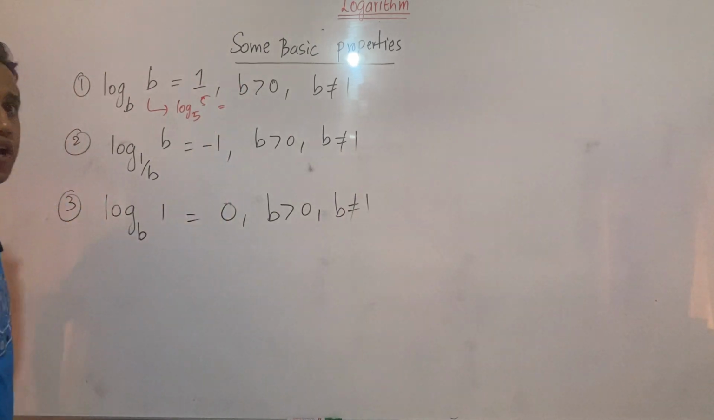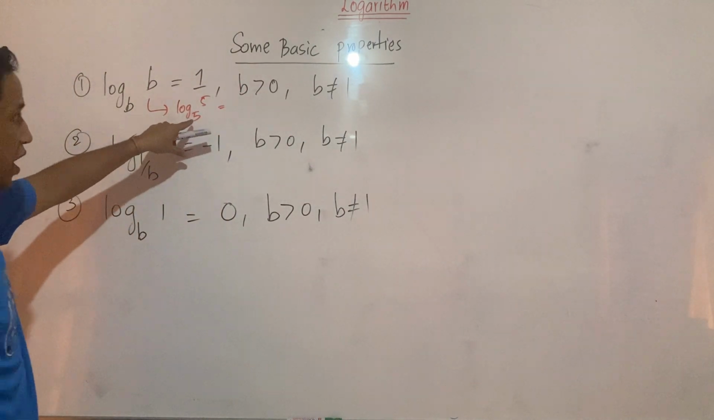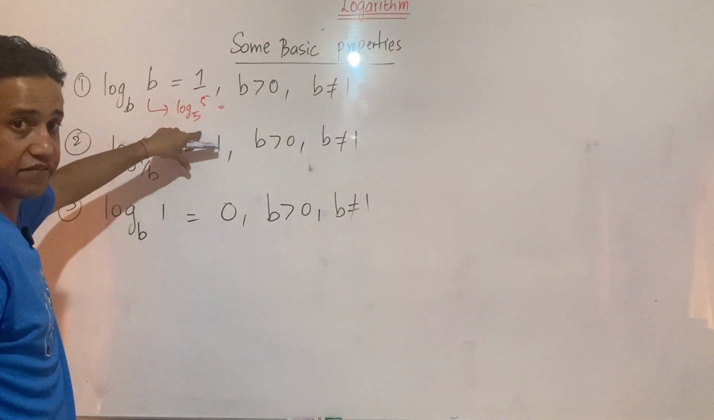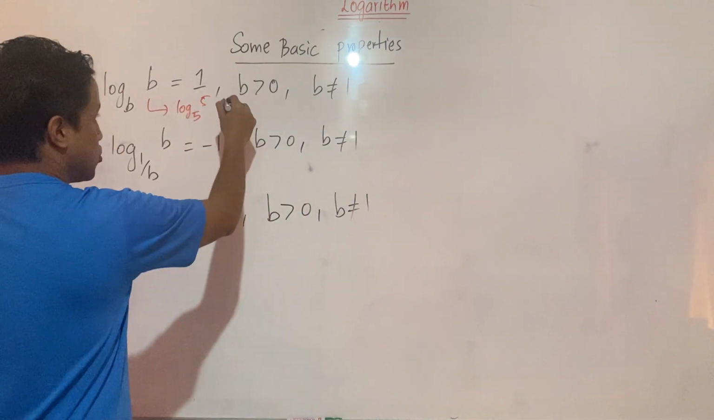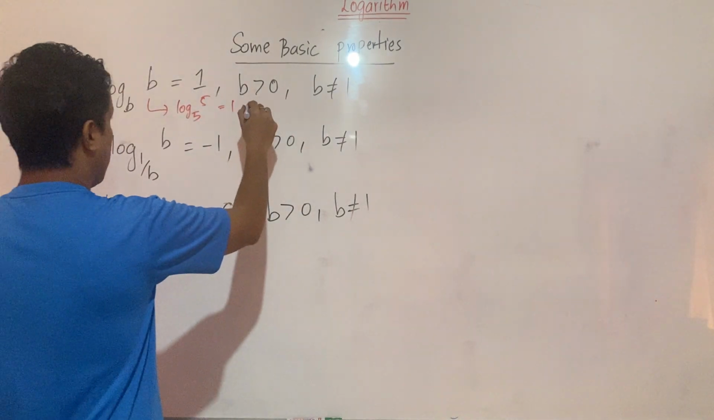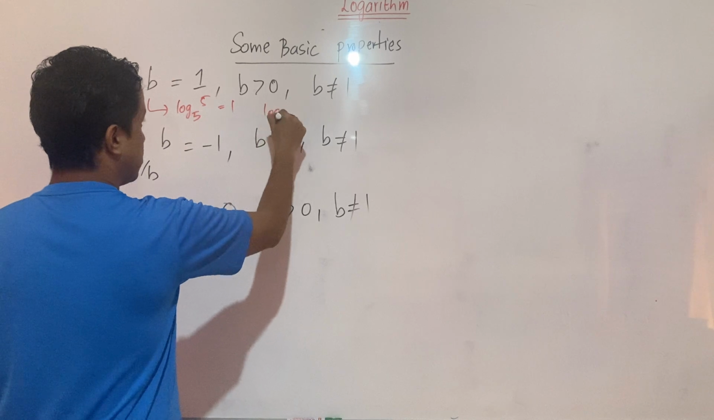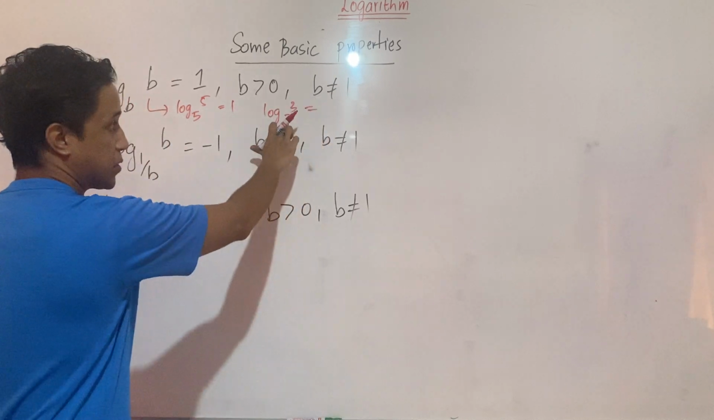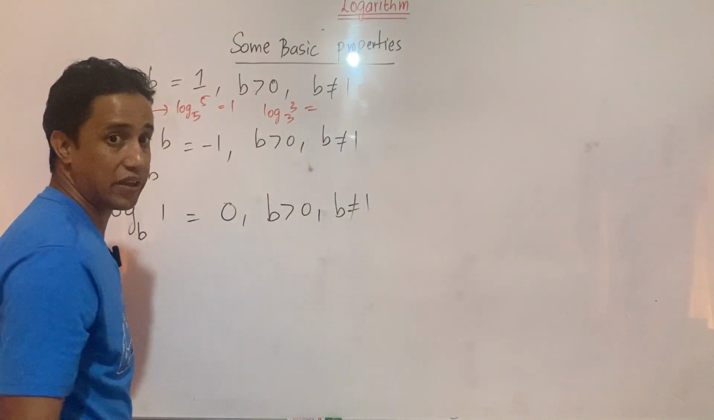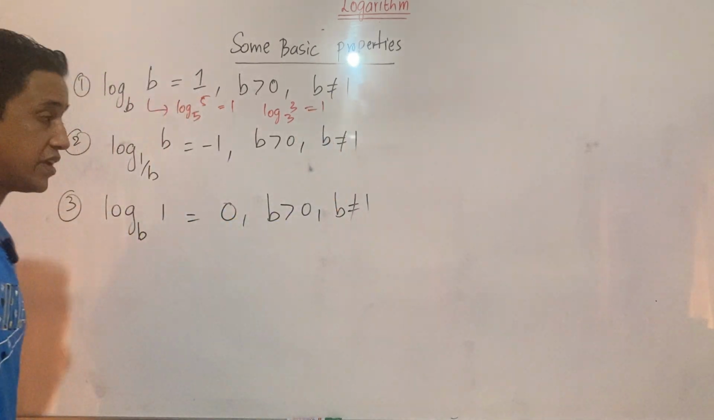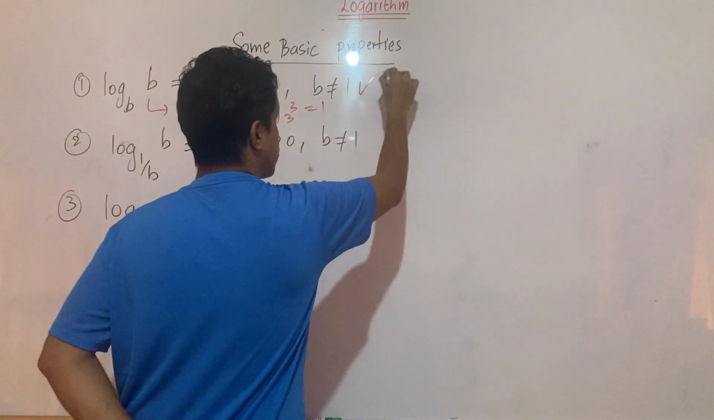Now, see here, what power should I raise this base 5 to get 5 as my answer? So 1, right? Or log 3 to the base 3. So what exponent should I raise this 3 to get 3 as my answer? 1, right? So this holds true.